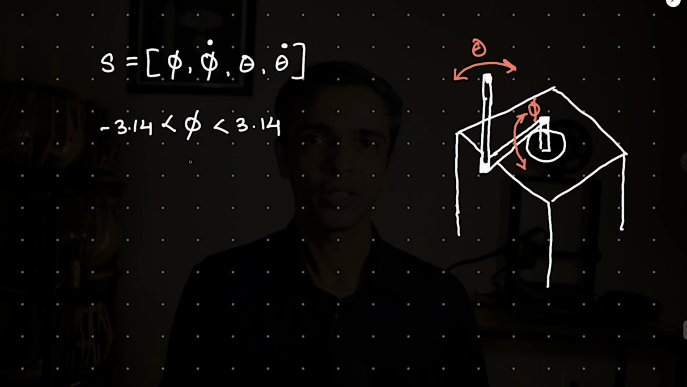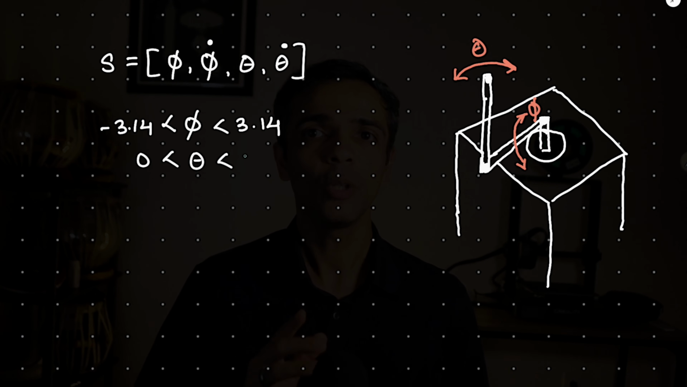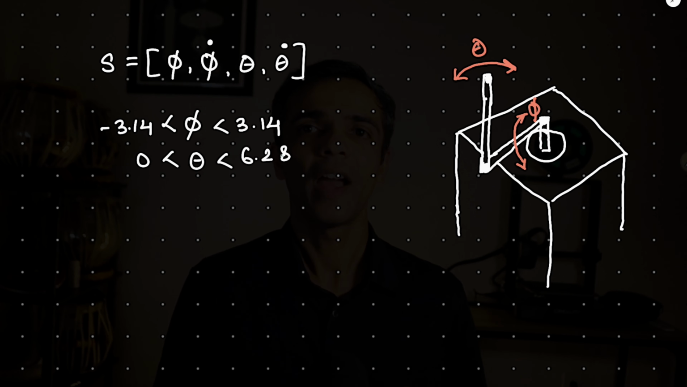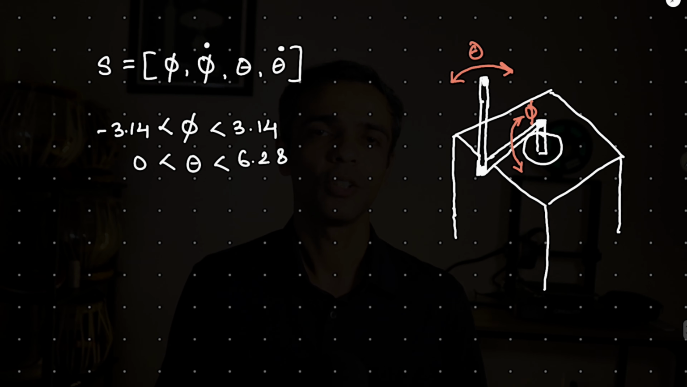Phi dot is the velocity of the carriage. Theta is the angle the pendulum makes with the vertical. It is 0 at the top and goes all the way up to 2 pi on the other side. And of course, theta dot is the velocity of the pendulum.